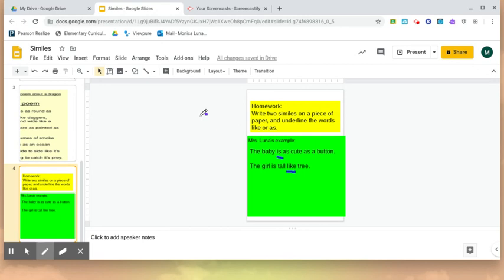So your homework is for you to write 2 similes, okay? Try to use as in one sentence and like in another sentence, okay? Take a picture of it, and then you could send it to me, okay? I hope you understand what a simile is.